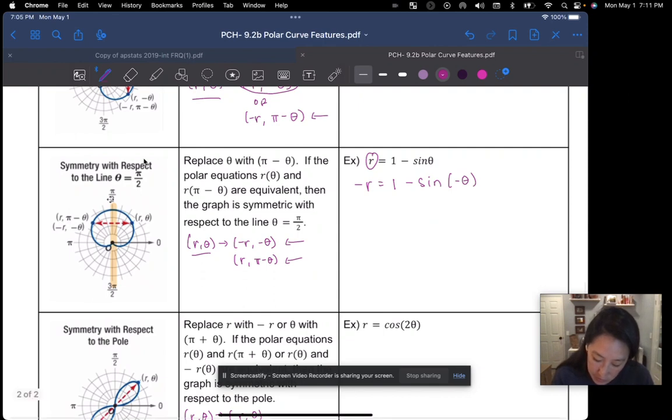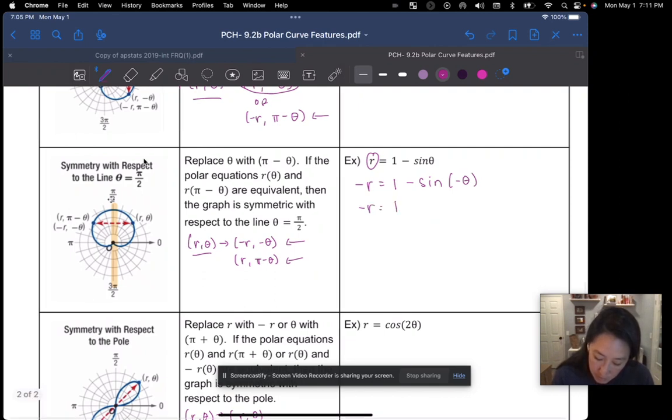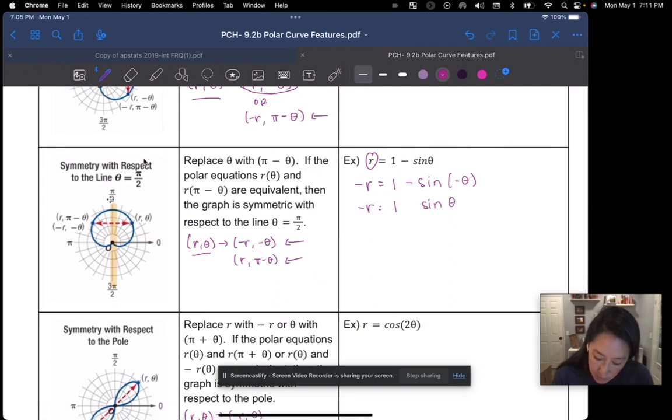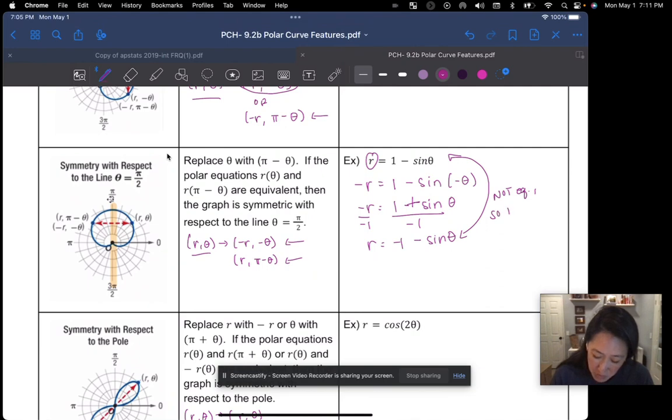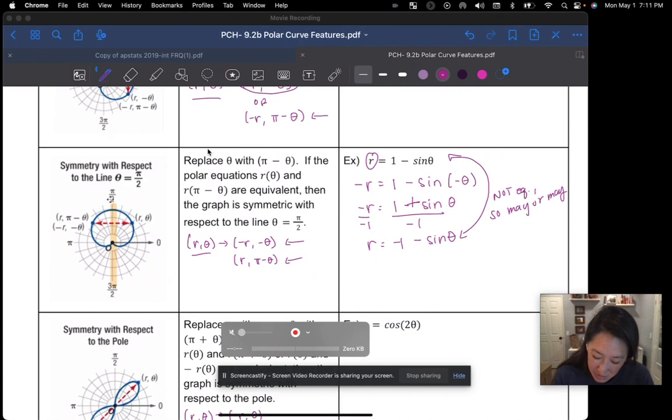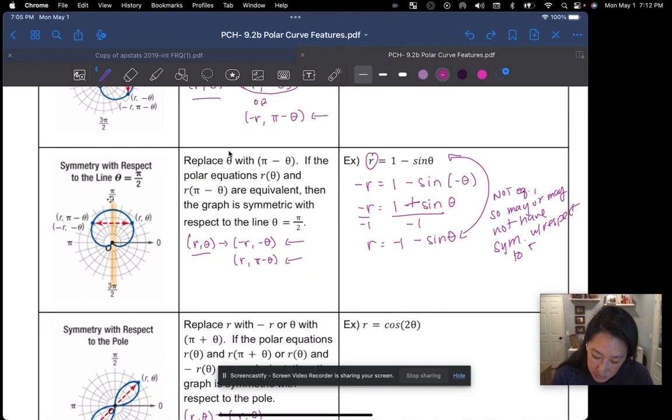All right, so even and odd function identities tell me that the sine of negative theta would pull out an extra negative, so this would be negative sine theta, so that's going to change this into a plus, and then we'll divide both sides by negative 1. So we get r is equal to negative 1 minus the sine of theta. These are not the same. Okay, so not equivalent. So we may or may not have symmetry with respect to theta is equal to pi over 2.